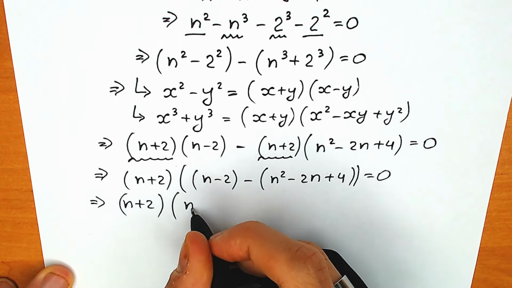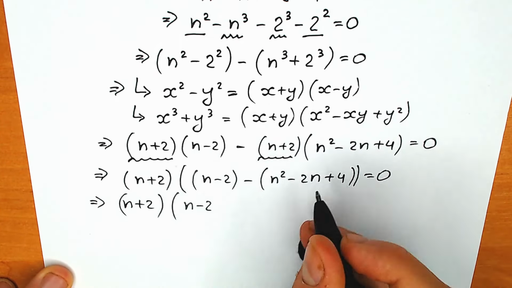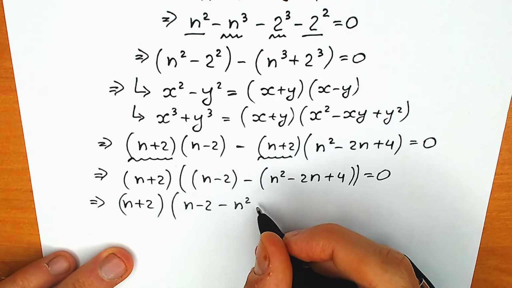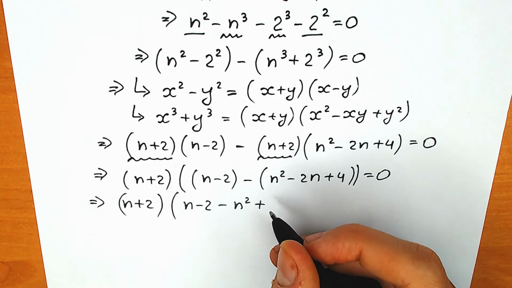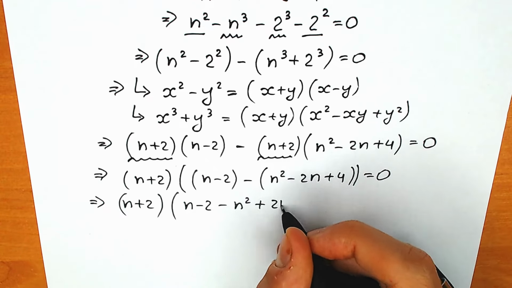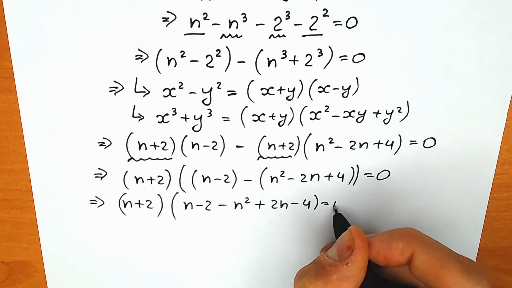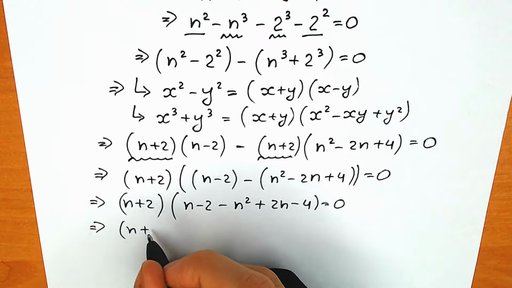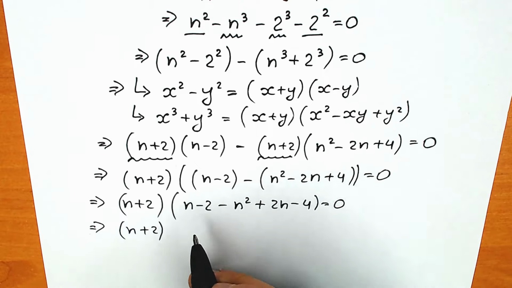From here we have only n minus 2. Right here we need to change all the signs to the opposite one, so minus n squared plus 2n minus n squared plus 2n and minus 4 equal to 0. Okay, let's simplify it. So we have n plus 2. And of course, at this part, we can simplify it.